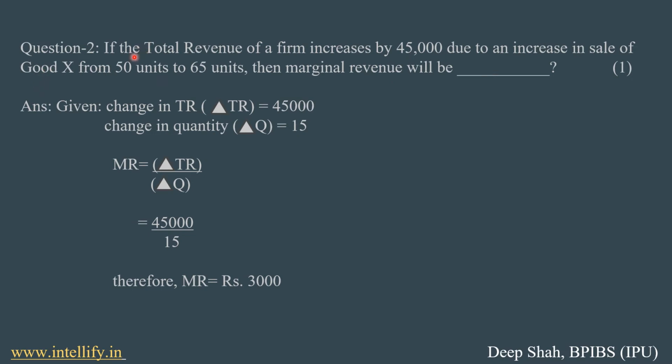Question 2. If the total revenue of a firm increases by 45,000 due to an increase in the sale of good X from 50 units to 65 units, then marginal revenue will be given. Change in TR is equal to 45,000 and change in quantity is 15. The formula of MR is change in TR upon change in quantity, which is equal to 45,000 upon 15. Therefore, MR is equal to rupees 3,000.